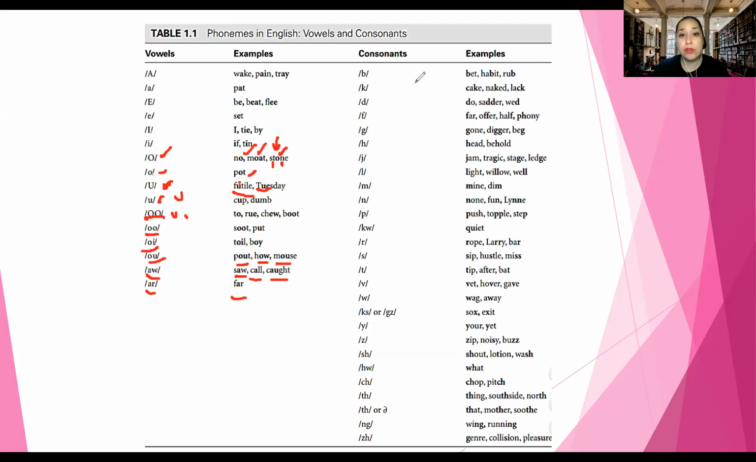Let's see those of the consonants with B. Like I told you, it's B, B, B. That's the sound, B, bit, habit, rab. K, the sound is K, K, cake, naked, luck. So that's the sound K.